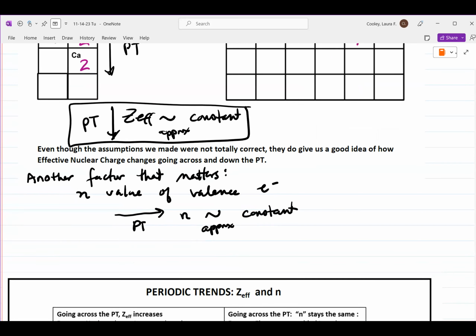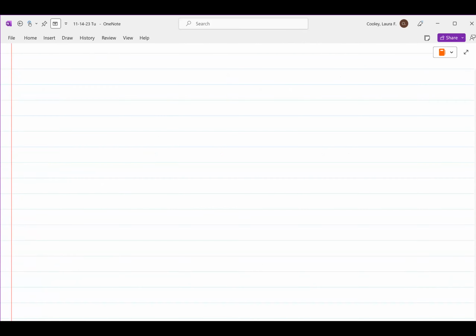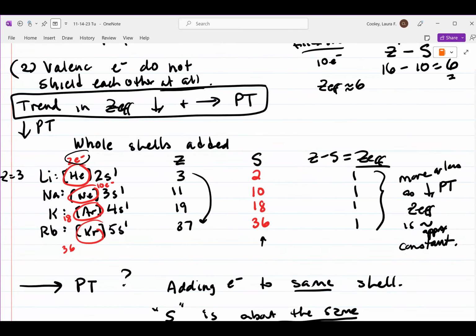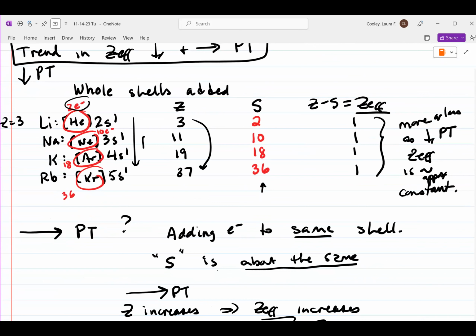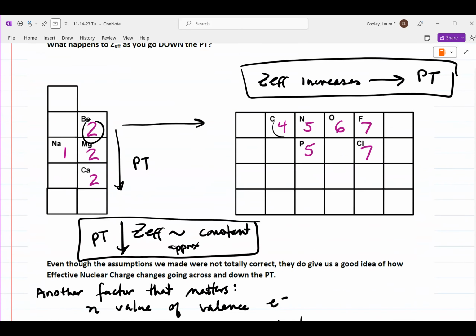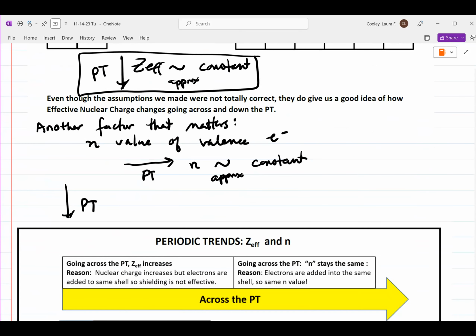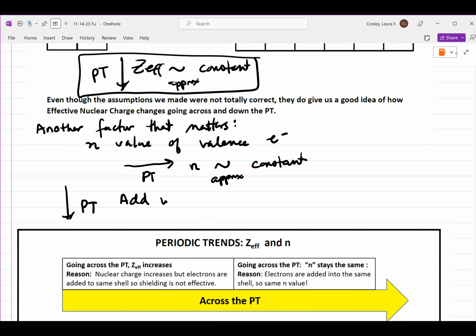But as you go down the periodic table, what happens to the value of N? What's that? Yes, it goes up. And that's like if you take a look at what I showed you here. This is going down the periodic table, and you're simply adding entire shells, but you end up with the same number and type of valence electrons, but in a one higher N shell. So as you go down the periodic table, you're adding whole shells. So N increases.